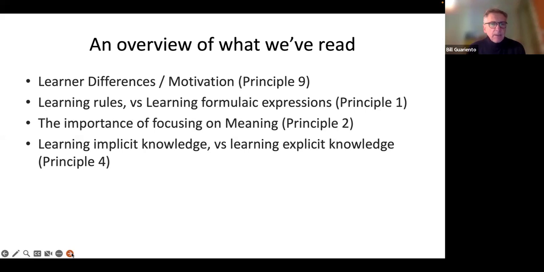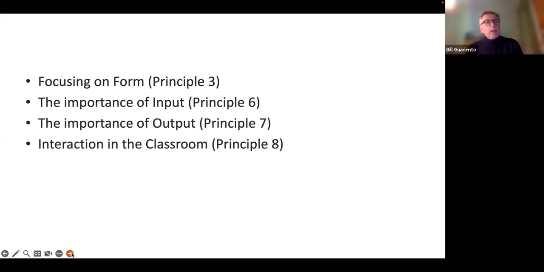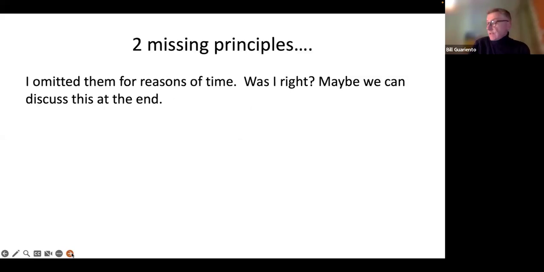Then we compared issues surrounding learning implicit knowledge and learning explicit knowledge, which is principle 4. Then we focused on form, principle 3. Then we looked at the importance of input, principle 6, the importance of output, principle 7. And last week, we looked at interaction in the classroom, principle 8. And obviously, there are 2 missing principles, which I was forced to omit partly for reasons of time. And I don't know if I was right, and maybe we can discuss this at the end, okay?